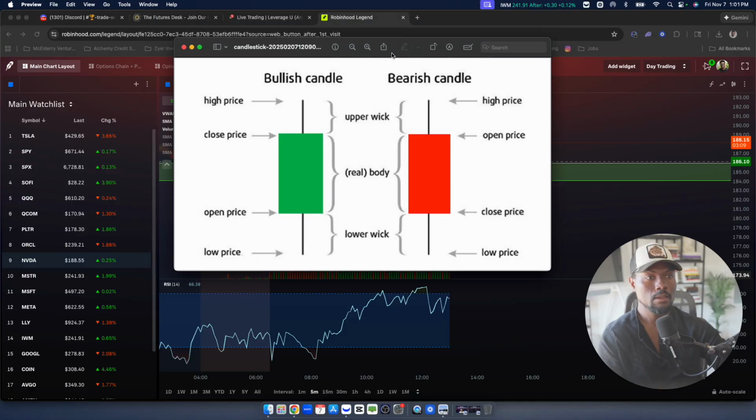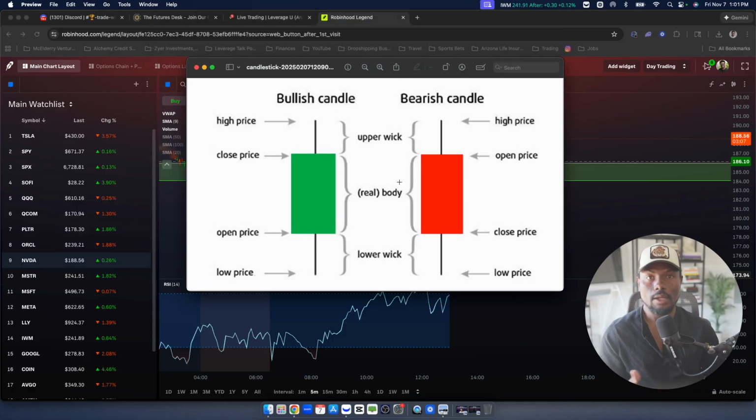All right, so here is what the candlesticks mean. Price action simply means how price moves from level to level in a specific time frame and/or interval. At the bottom of my chart, you can see the intervals: 1 minute, 5 minute, 15 minute, 30 minute, 1 hour, 4 hour, daily, 1 week, 1 month.